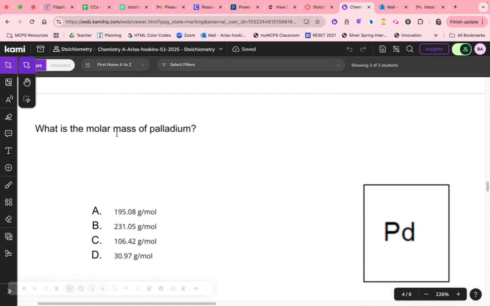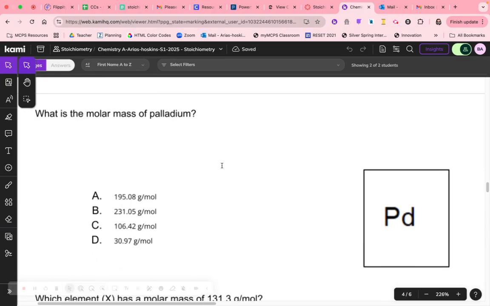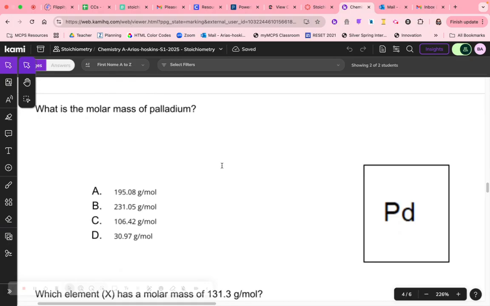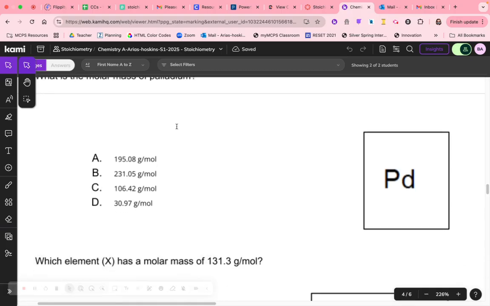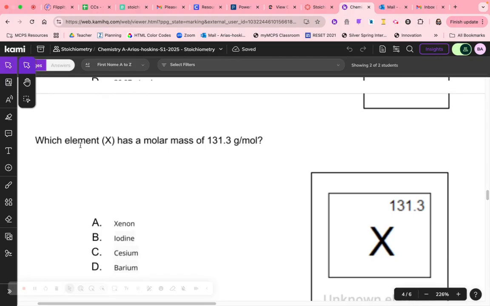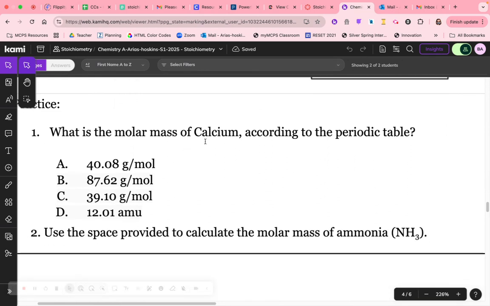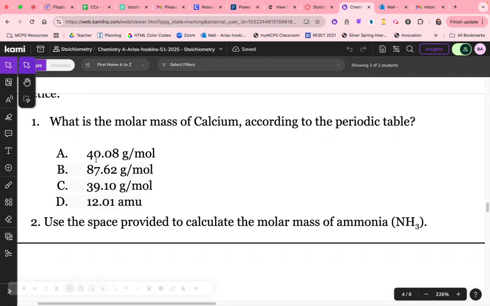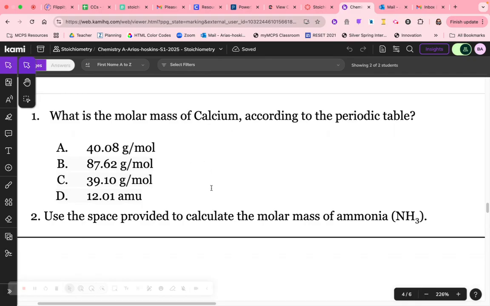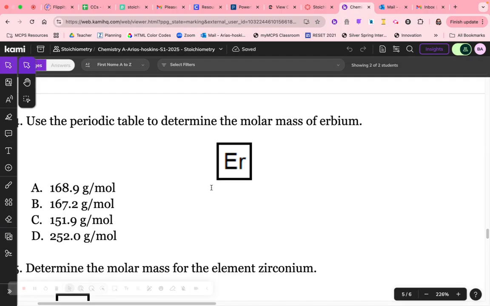The molar mass, which is the same thing as the atomic mass or atomic weight, of palladium: you're going to Google and try to find the periodic table, or from the previous classes, you know that the periodic table is there as well. You're going to find the molar mass or the atomic weight of palladium, and then circle that. In here, the opposite: you're going to find the element, and just make sure that you try to find the element of 131.3. What would be the element? Circle that. Okay, the molar mass of calcium, find it on the periodic table. Where is calcium? What is the molar mass? Atomic weight, atomic mass. Okay, in here, the same thing.